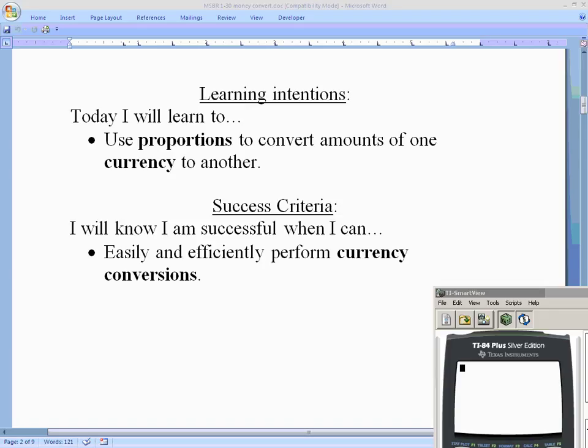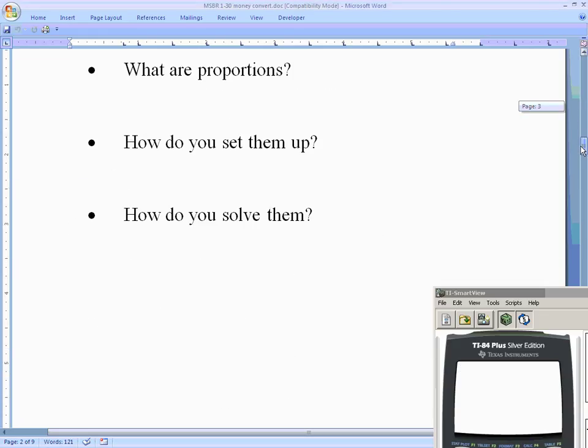Today we will be talking about currency conversion, specifically converting from one currency, which would be money used in a certain country, to a different currency, money used in a different country. We'll be using the mathematics known as proportions to do this. So let's begin by talking about what a proportion is.